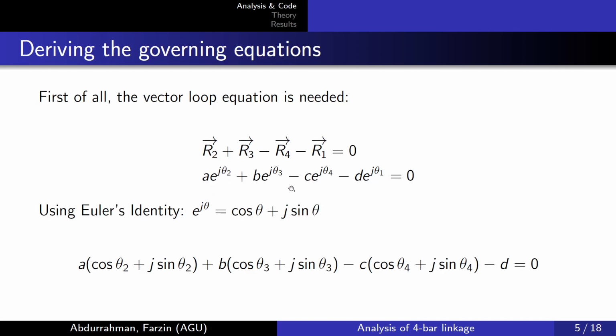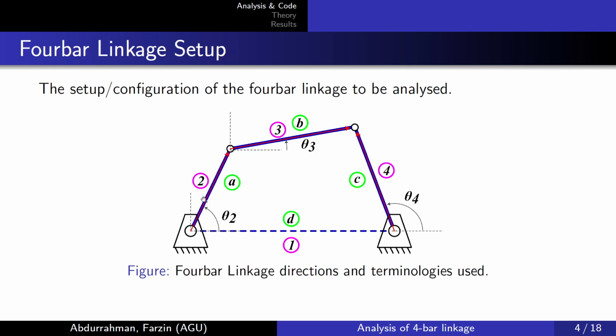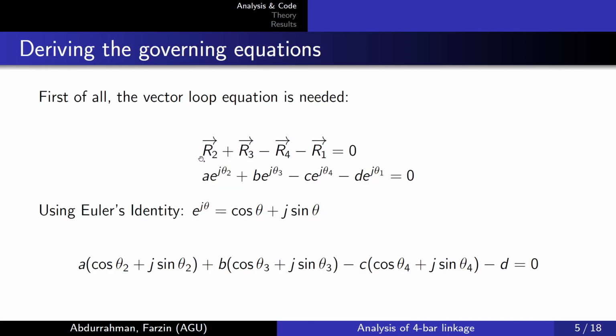So with this known, we could write a vector loop equation. What this says is that we have the vector of link 2, R2. If we add it to vector 3, R3, subtract R4 since it's in the opposite direction, and then go back in the opposite direction of R1, all of those should add up to 0 since we came back to where we started. And this is what we see. R2 plus R3 minus R4 minus R1 should be equal to 0.